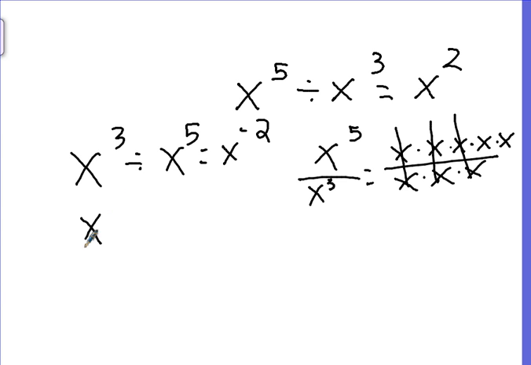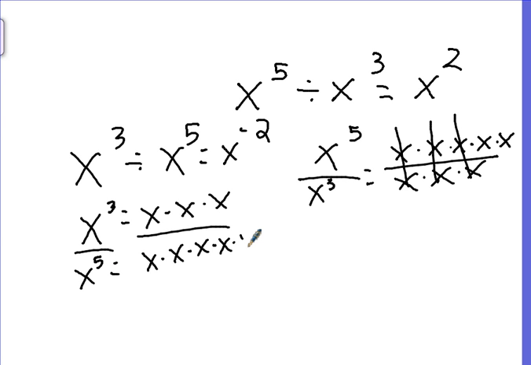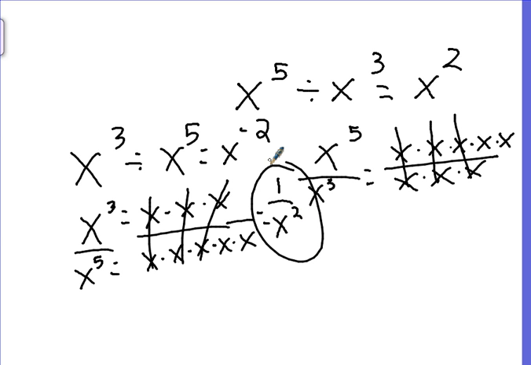Now, if I work that out just like I did the problem before, x to the third equals x times x times x, and x to the fifth equals x times x times x times x times x. And when I cancel those out, look what I'm left with. I'm left with 1 over x squared. See that? When I do it that way, I'm left with 1 over x squared. Does this make sense?